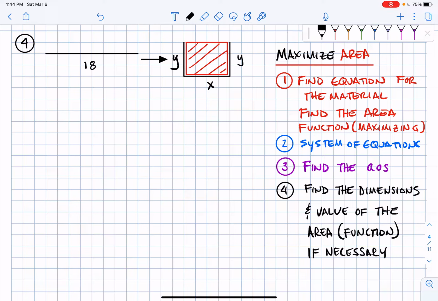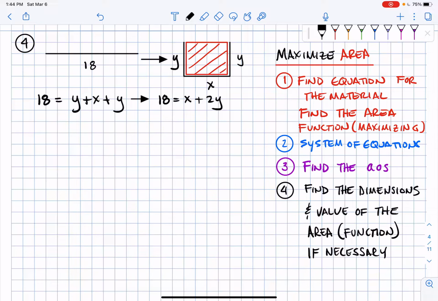So I need to find the equation for the material. So the material is 18 inches. Well, the 18 inches is going to be the y plus the x plus the y, which is going to give me 18 is equal to x plus 2y. Okay?